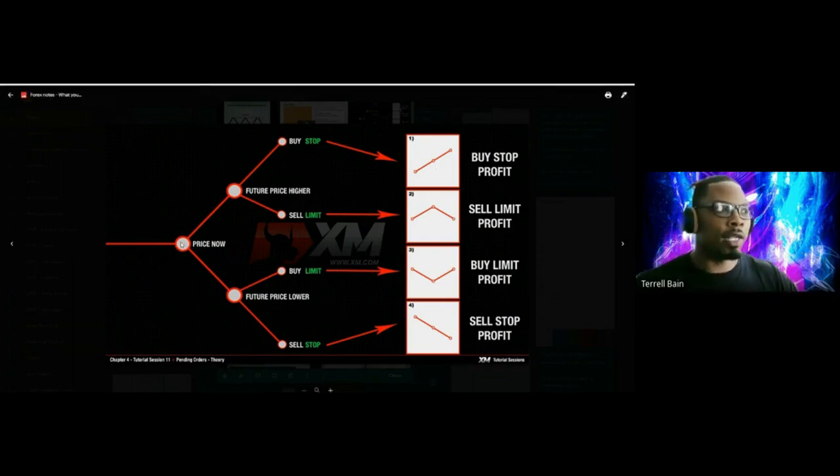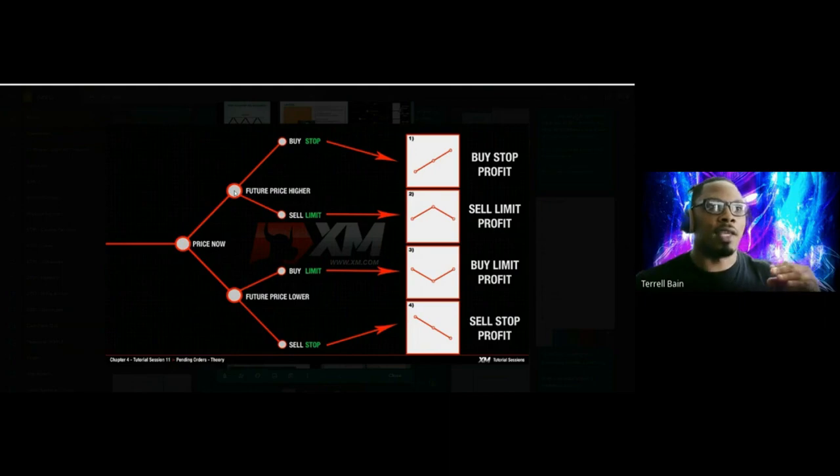You always begin here at where price is. You ask yourself, what do you think price is going to do? Do you think price is going to go up, or do you think price is going to go down? Depending on your answer, you're going to be on the path of one of these two or one of these two. That's just how it goes. So for this one, if you expect price to go up, you're going to be at this point right here. You think at a future price it's going to be higher. So now you get ready to place your order.